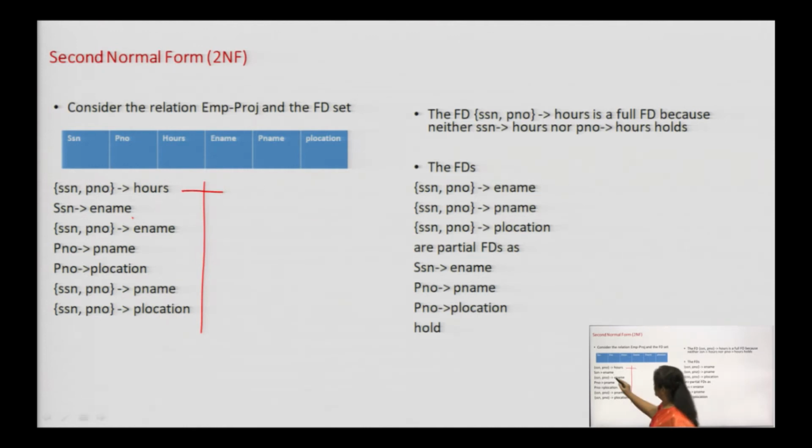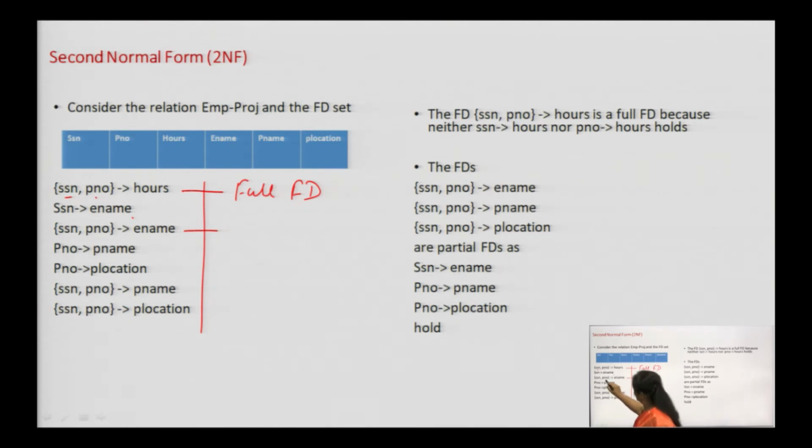In this dependency, if we remove SSN, then we are left with PNO determines Rs, but we do not have the dependency PNO determines Rs. So, that means removing SSN, PNO determines Rs does not exist. Similarly, removing PNO from here, SSN determines Rs does not exist. So, we can neither remove SSN nor PNO in this functional dependency, and hence this is a full functional dependency.